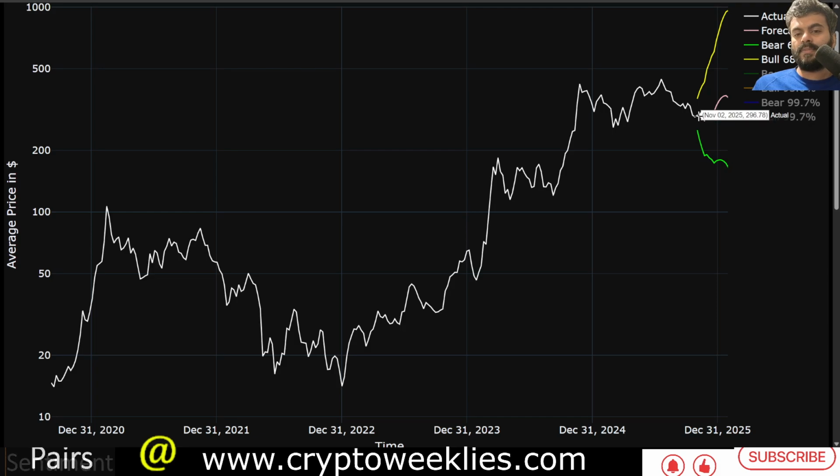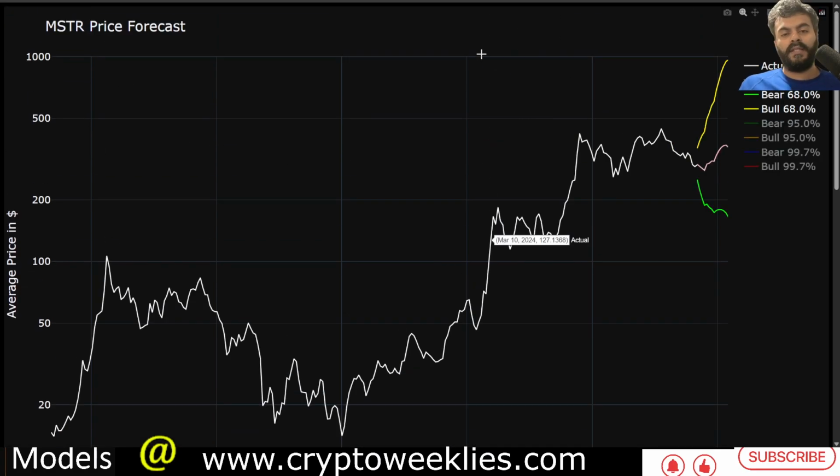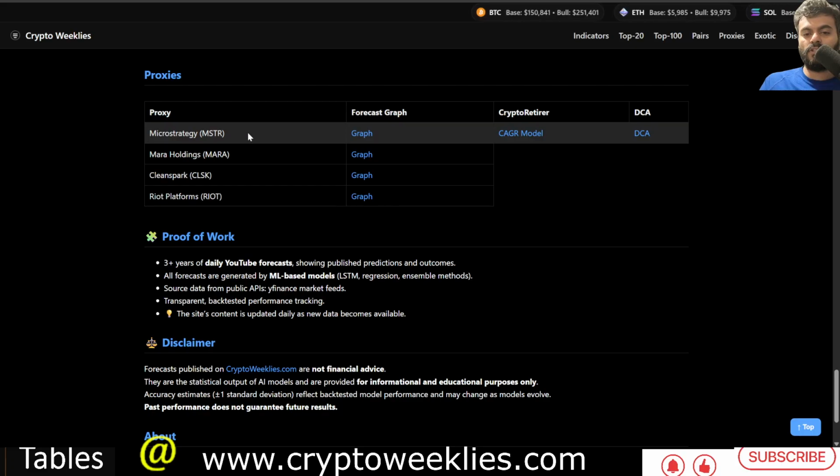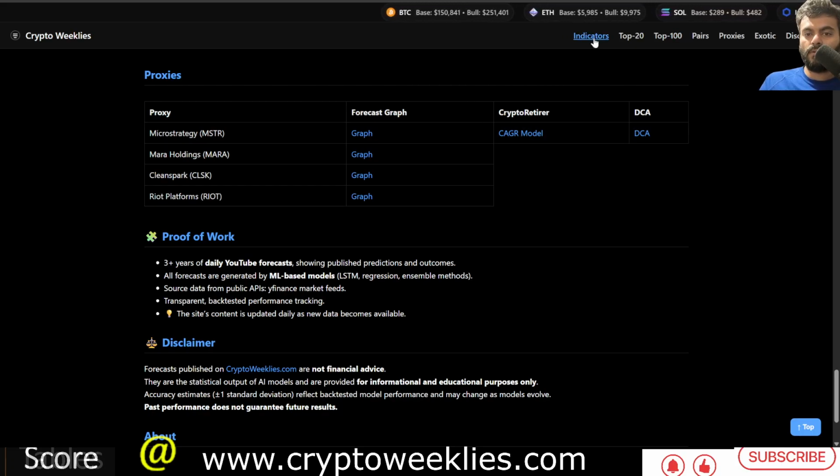The base case is between roughly $300 and $350. The bear case is between $180 and $250 in the next 3 to 4 months. So that's the machine learning based model. Again, all of these models are available on Crypto Weeklies under the proxy section. This is because essentially MicroStrategy is a Bitcoin proxy.